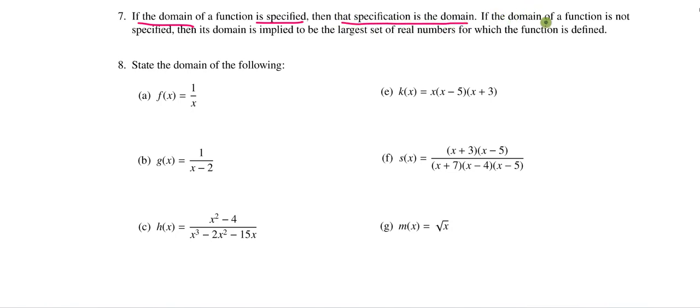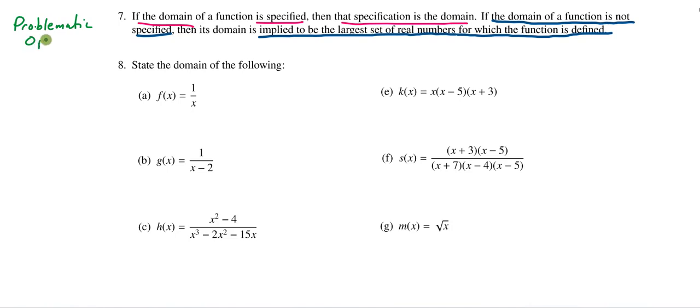More often than not, though, if the domain of a function is not specified, then the domain is implied to be the largest set of real numbers for which the function is defined. And what we get into with these problems is the fact that there are a few problematic operations. The problematic operations are the following. The first one is everyone's favorite problematic operation, division. And here the key is you cannot divide by 0.